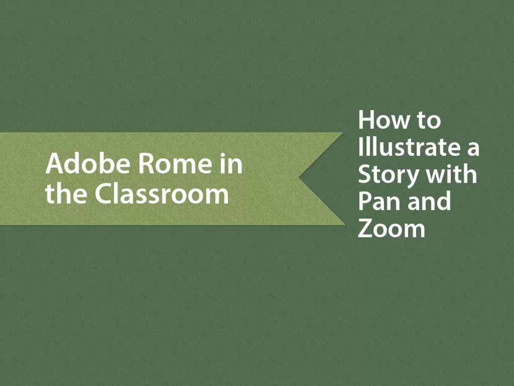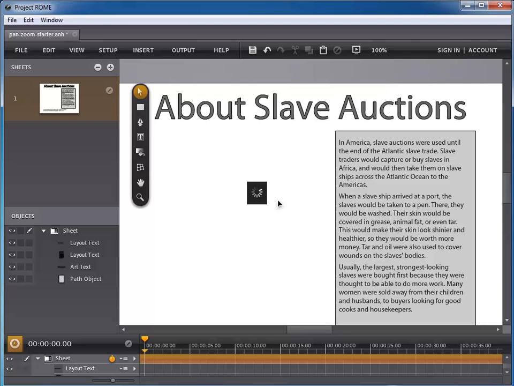In this lesson, you'll learn how to use pan and zoom to add greater visual impact to a story that you're telling, to a story that you've written or a report that you've created, by using something called a pan and zoom effect. Sometimes this is known as the Ken Burns effect, after the famous cinematographer who created the illusion of movement from static images for a PBS special on the Civil War.